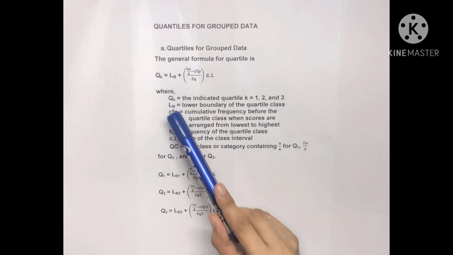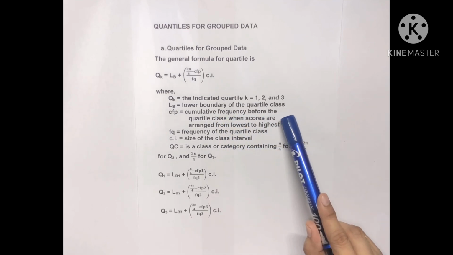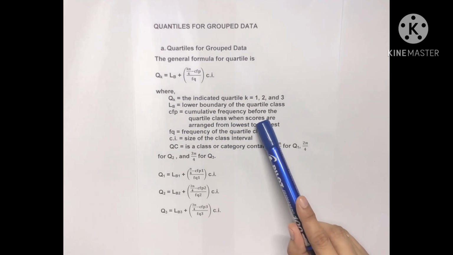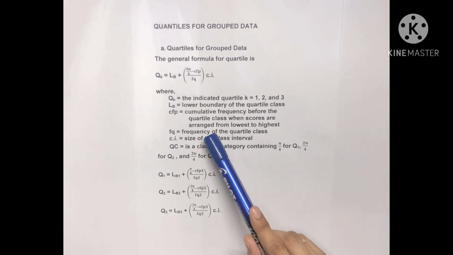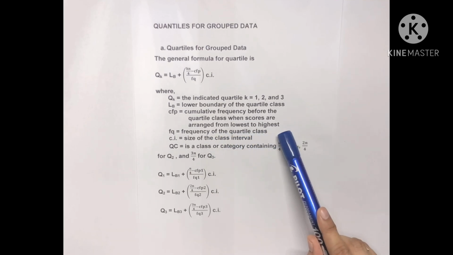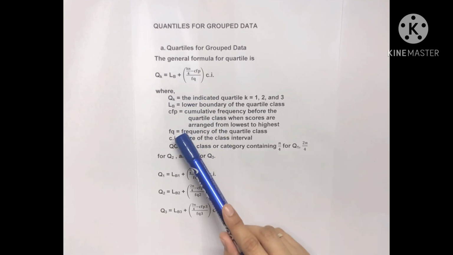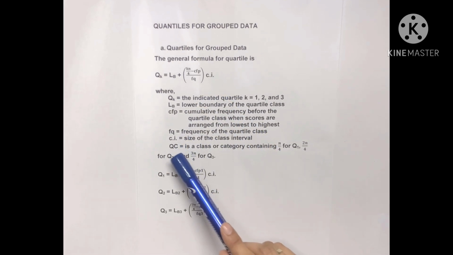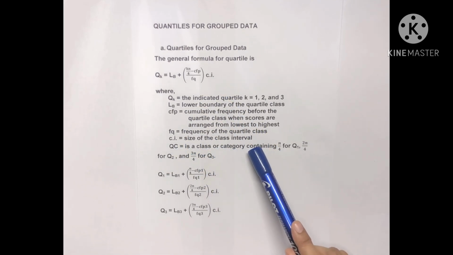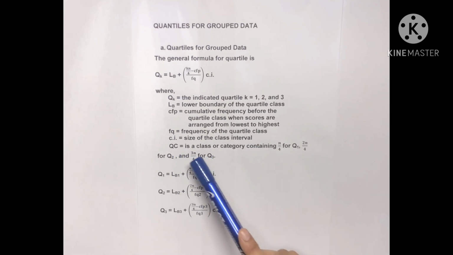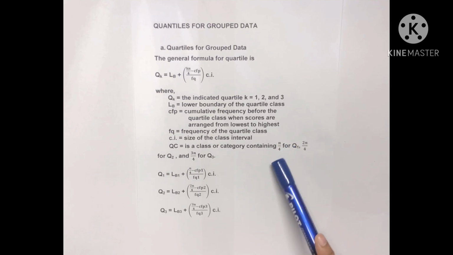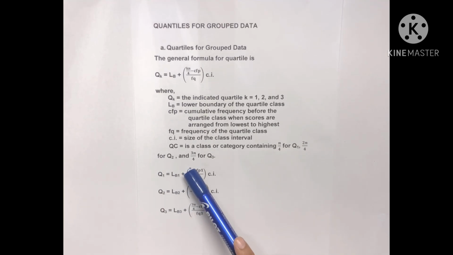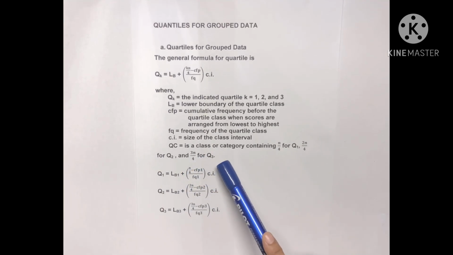Your LB here means the lower boundary of the quartile class. Your CFP is the cumulative frequency before the quartile class when scores are arranged from lowest to highest. Your FQ is the frequency of the quartile class, and your CI is the size of the class interval. Your QC is a class or category containing n over 4 for Q sub 1, 2n over 4 for Q sub 2, and 3n over 4 for Q sub 3.